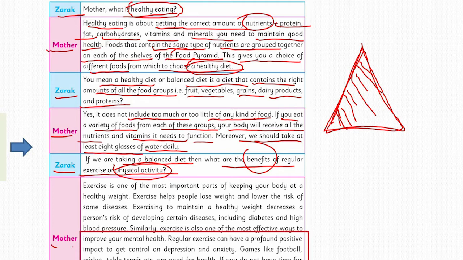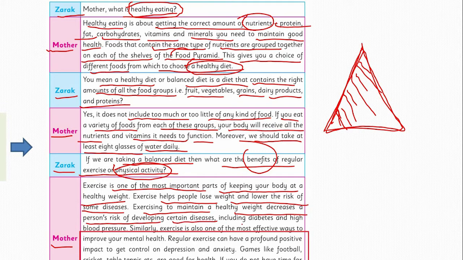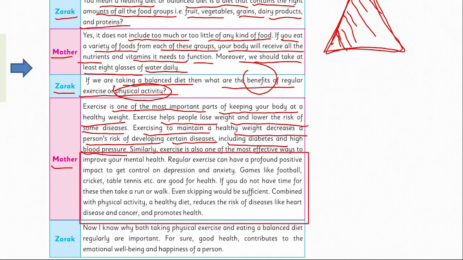Then his mother says, exercise is one of the most important parts of keeping your body at a healthy weight. Exercise helps people lose weight and lower the risk of some disease. Exercising to maintain a healthy weight decreases a person's risk of developing certain diseases including diabetes and high blood pressure. Similarly, exercise is also one of the most effective ways to improve your mental health. Regular exercise can have a profound positive impact.